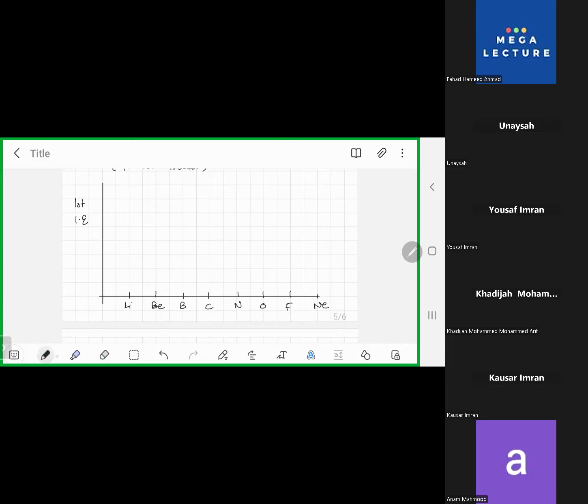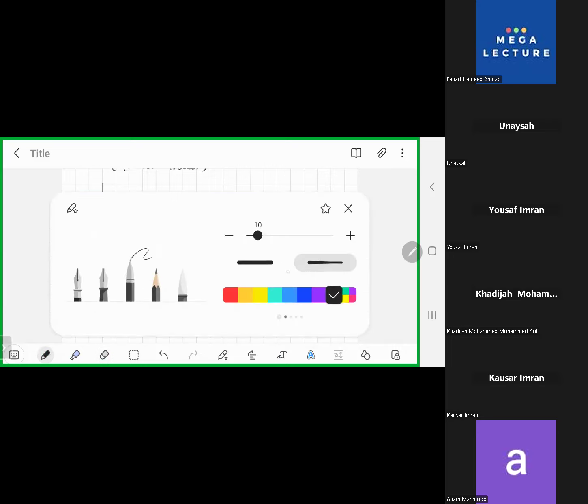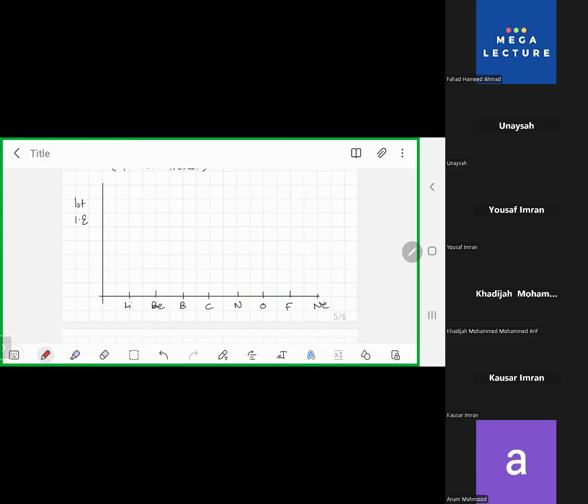वो इस तरह होता है. The trend is something like this. अच्छा, कौन सा माइक आपका मेरे ख्याल से ऑन है? ये किसका ऑन है? अना मेरे ख्याल से आपका ऑन है. हाँ.